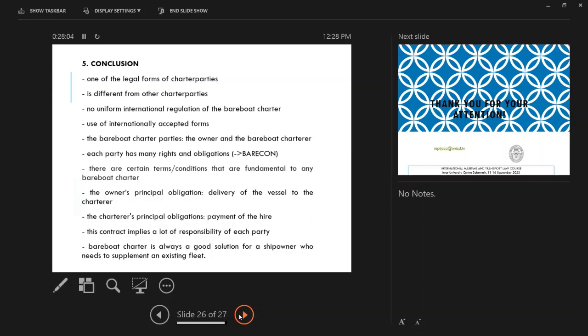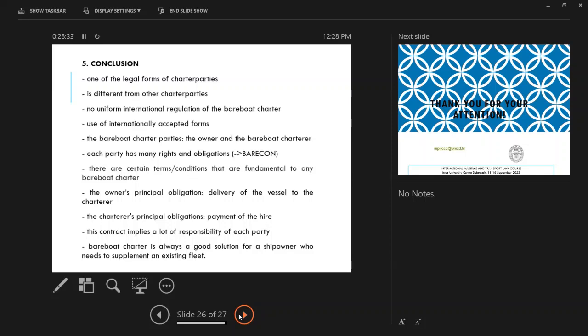As I said, we have owner on one side, bareboat charterer. As I said, it's better to use term bareboat charterer, and not just charterer, because it could be charterer from the time charter contract. And each of these parties, they have so many rights and so many obligations. We can see that from the BERCON standard form. There are certain terms and also conditions that are fundamental, really fundamental to any bareboat charter.